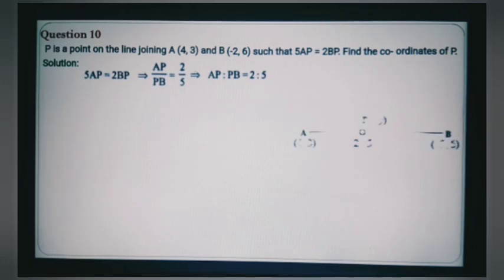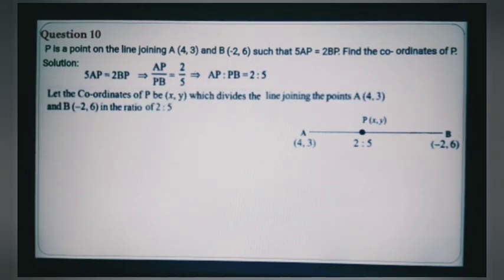So the case is somewhat like this. A is given, whose coordinate is given, B is given, right? And P is a point, and AP is to PB is given to be 2 is to 5. Okay, so this is my x1, y1, x2, y2, m1 is to m2. Fine. So you are asked to find the coordinate of x and y. Now it's very simple.